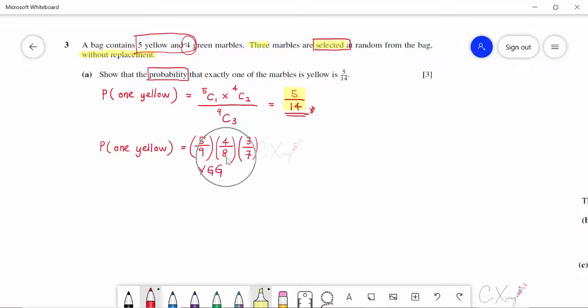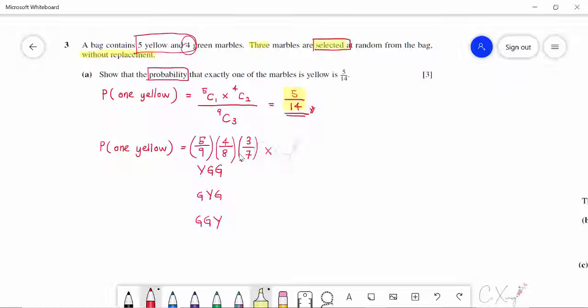Okay, so you can do it in this way, but please take note that if you list it out like this, it means that you are only considering the case which is yellow, green, green. And you need to consider the other cases that might also have only one yellow, such as green, yellow, green. This is also one of the results of one yellow. And then you have another case which is green, green, yellow. All right, so in short, you have to consider the arrangement. Okay, if you want to use this probability method, therefore you need to multiply with the permutation.